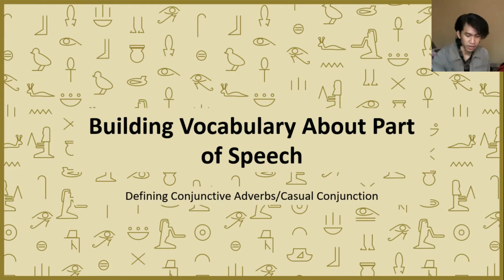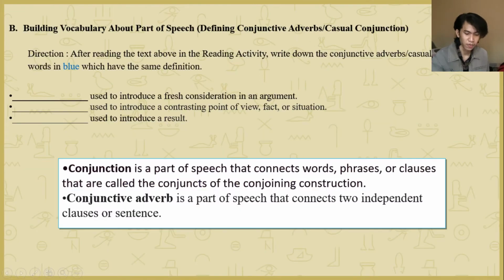Okay, and then the second activity. The material will be like this, about building vocabulary, about part of speech, defining conjunctive adverbs and causal conjunction. Okay, the form of this activity will be like this. We provide the task for the students after reading the text in the reading activity, we also provide the definition of conjunction and conjunctive adverb.